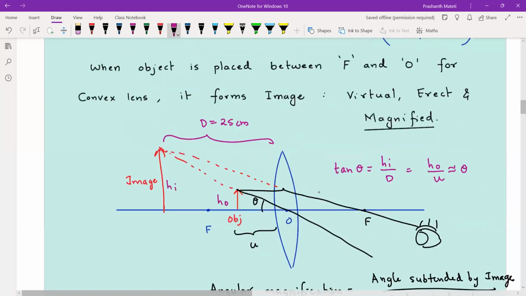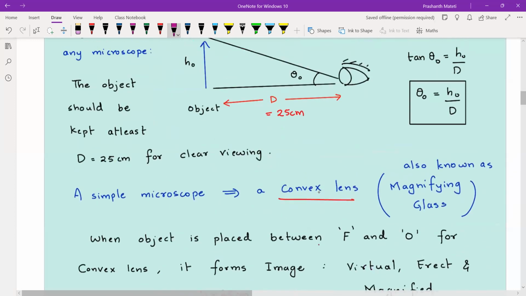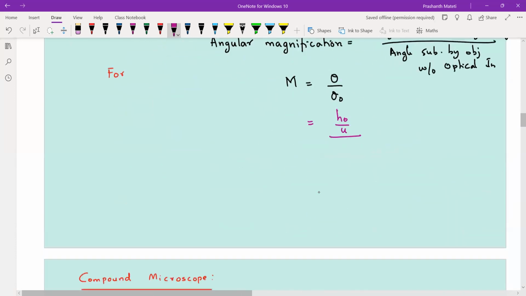And what is theta naught? Theta naught we already calculated. What is theta naught coming out to be? Height of object by d. So that is ho by d. Anything getting cancelled? H naught, that is height of object, got cancelled. So what is the magnification produced? D by u. So due to the magnifying glass or simple microscope, the magnification it is going to produce is d by u. Now you can change u, and as you change u, magnification will change.